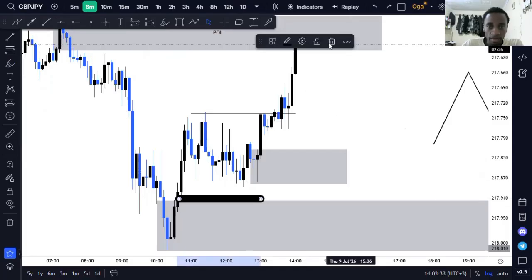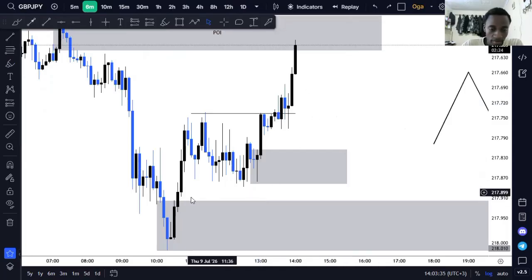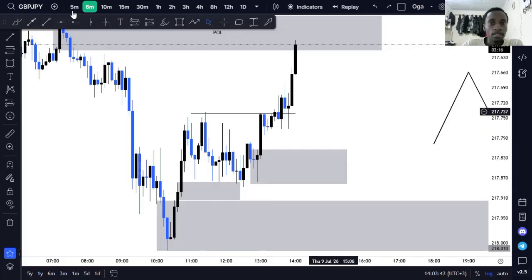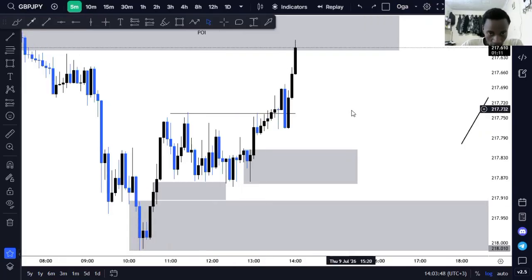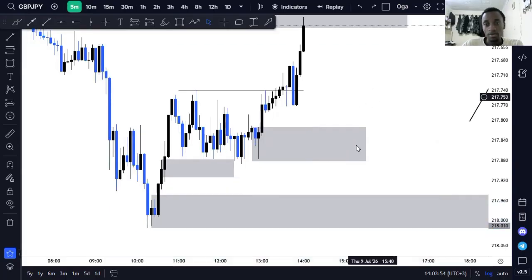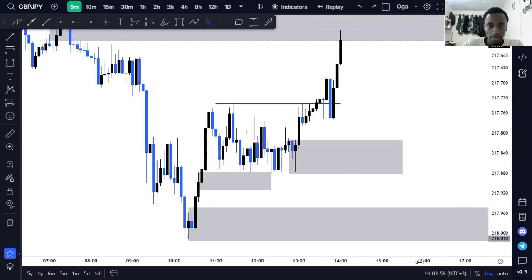Let me check on 5 minutes. I'm talking about this small area here, this zone. That's the one I'm talking about. Let me check on 5. Still a weak overlap. Okay, so there's something here that is untapped. Price could push to that point later.